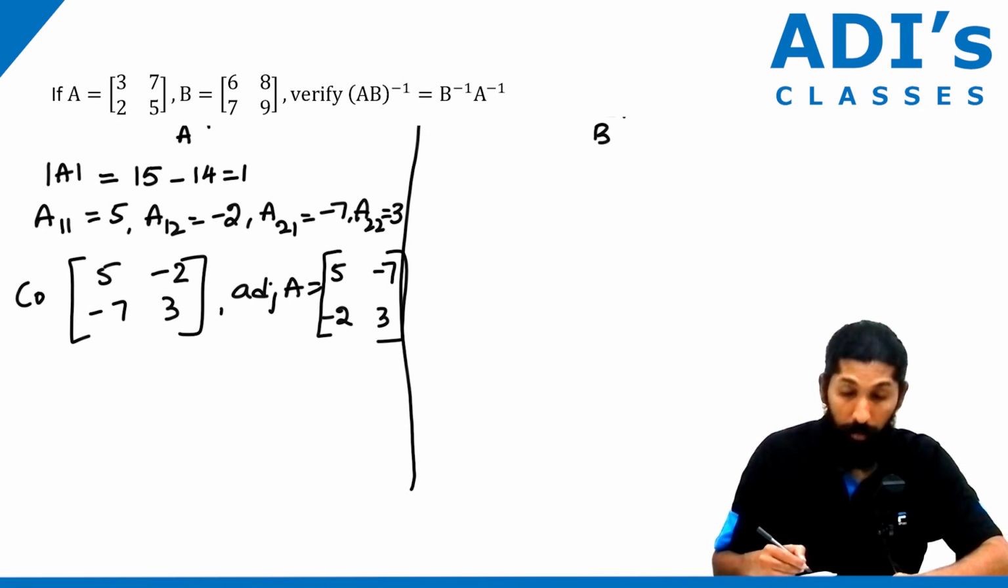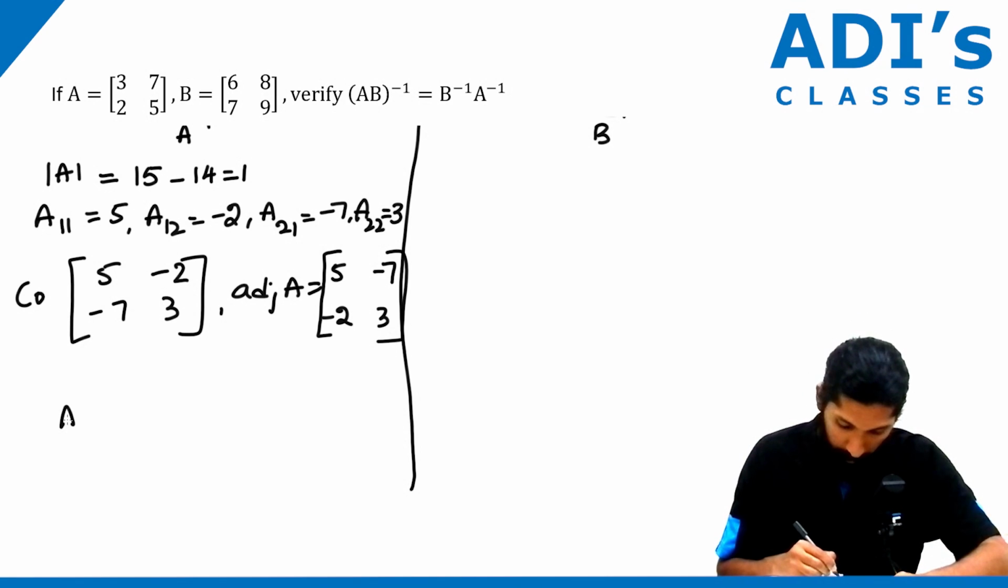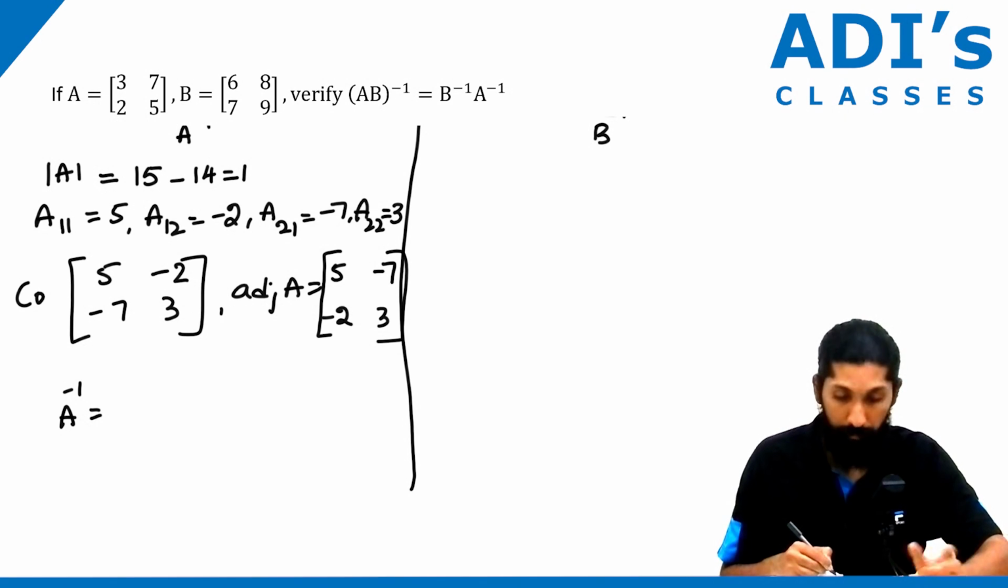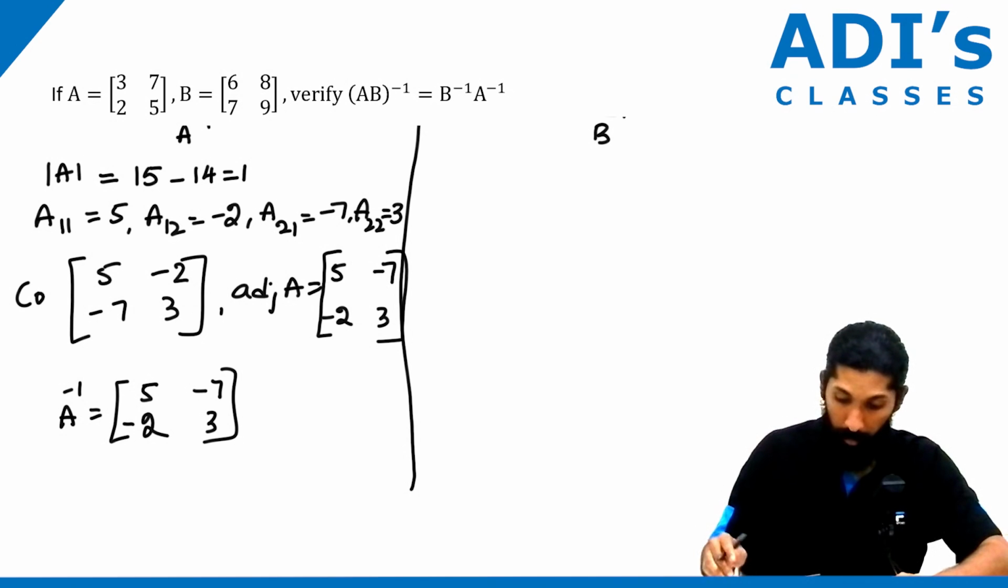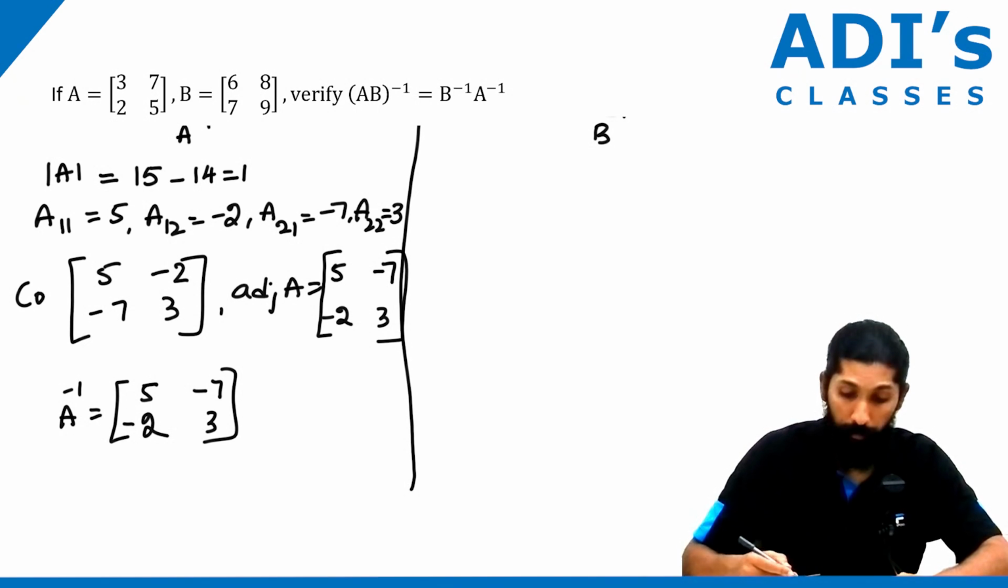Now we'll calculate the inverse of this one. So A inverse is equal to 1 by determinant of A, which is 1 by 1, times 5, minus 7, minus 2, and 3. See, this is what we got for A inverse. Let's do the same thing for B inverse now.